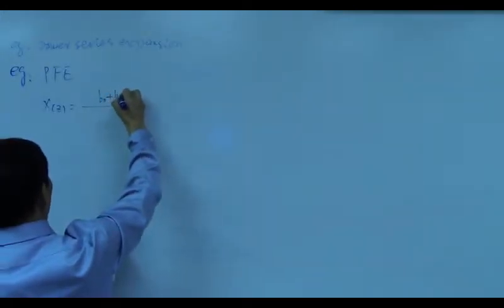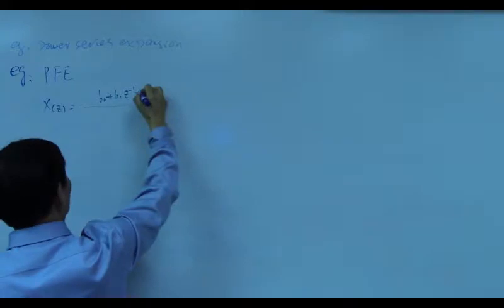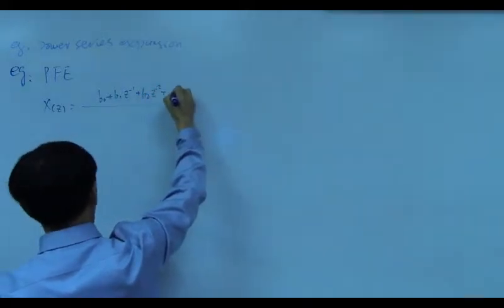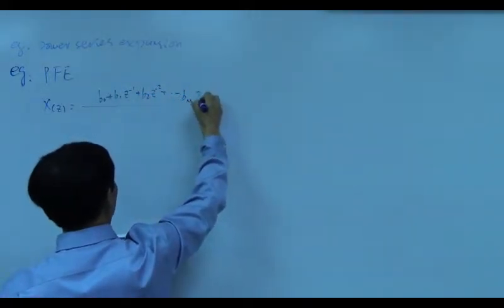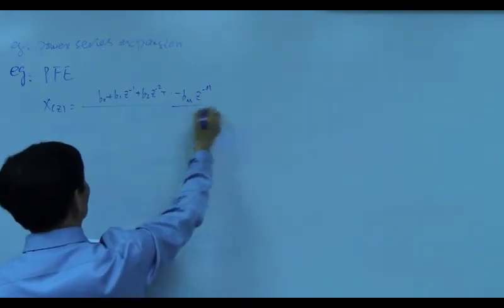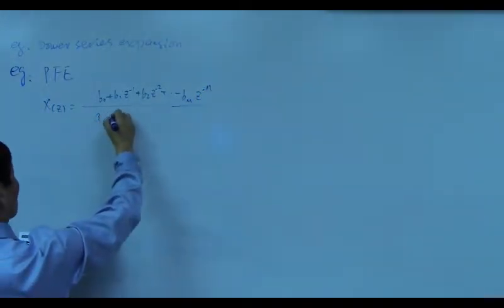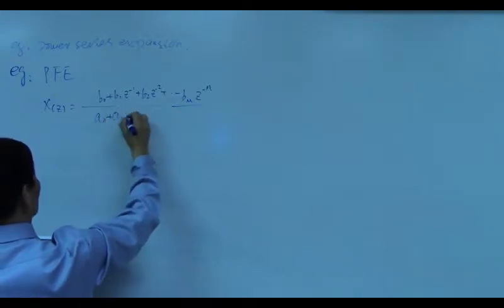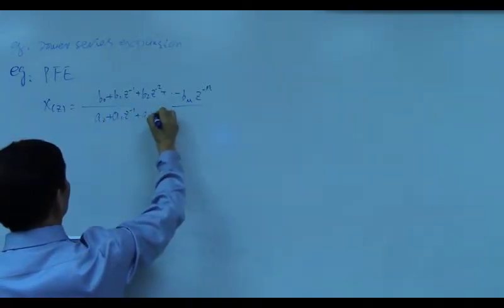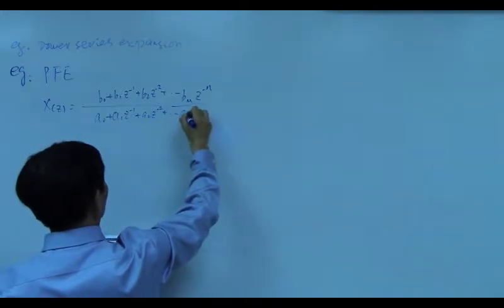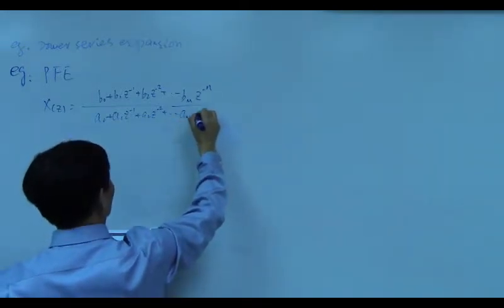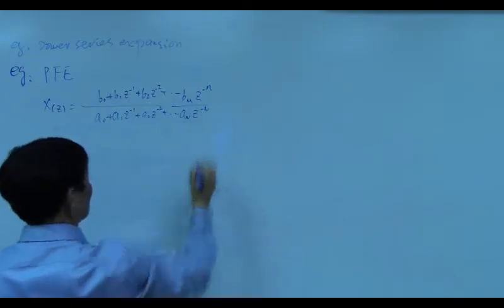Suppose we have X(z) given in this form: b0 plus b1 z to the negative 1 plus b2 z to the negative 2, all the way to bM z to the negative M on the top. On the bottom, we have a0 plus a1 z to the negative 1 plus a2 z to the negative 2, all the way to aN z to the negative N. Polynomial on the top, polynomial on the bottom.